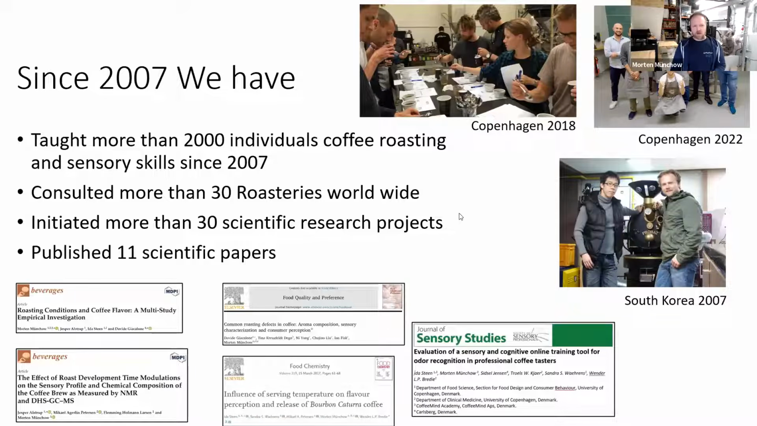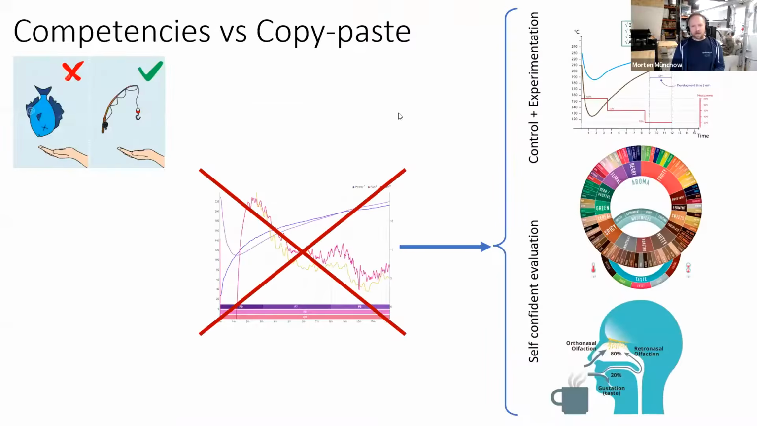We've consulted, of course, more than 30 roasteries worldwide, and we've initiated more than 30 scientific research projects, of which 11 are now published. And our approach is that we don't want to give you a fish, we want to teach you how to fish.